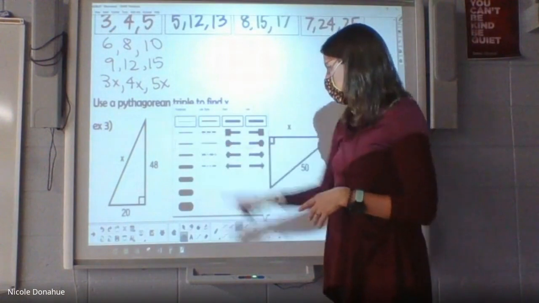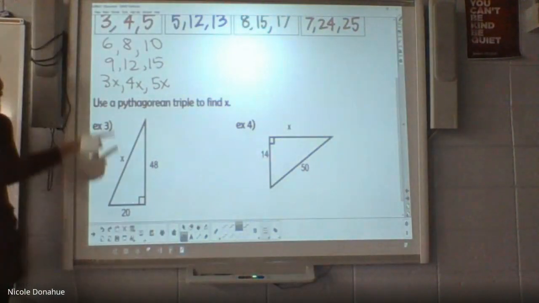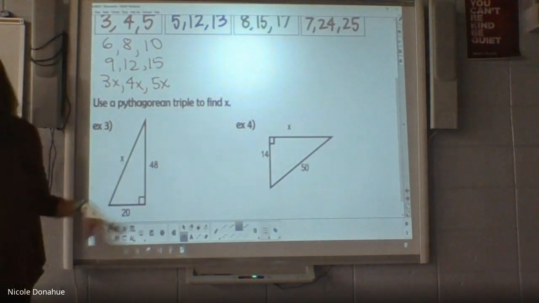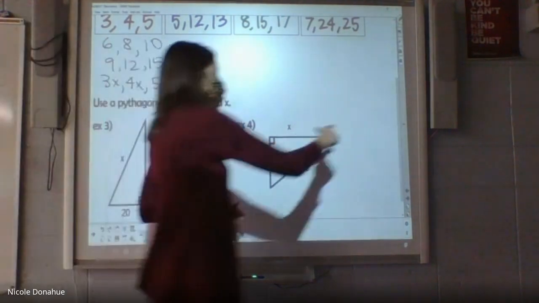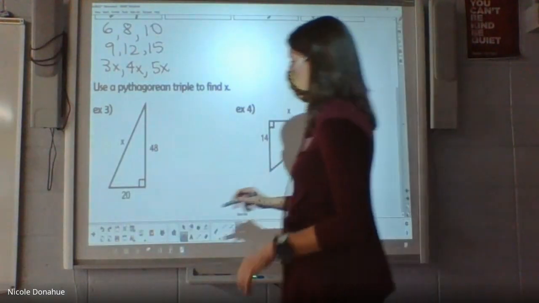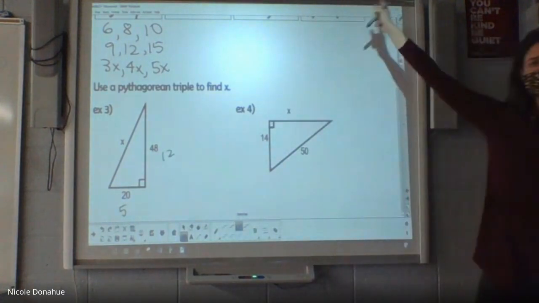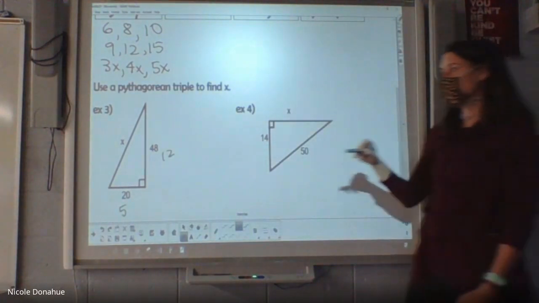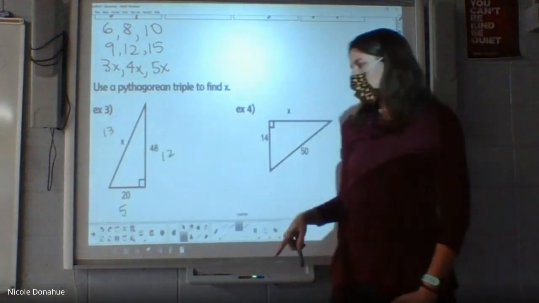So what I'm going to notice here, and I'll just show you guys kind of what you can do with this, is 20 and 48 isn't on my list up there. However, I know these can both be divided by 4. Do you agree? So 20 and 48 can both be divided by 4, right? So if I divide them both by 4, I have a 5 and a 12. Do you see any pattern up there that has 5 and 12? 5, 12, what? 13. So this is a 5, 12, 13 triangle.